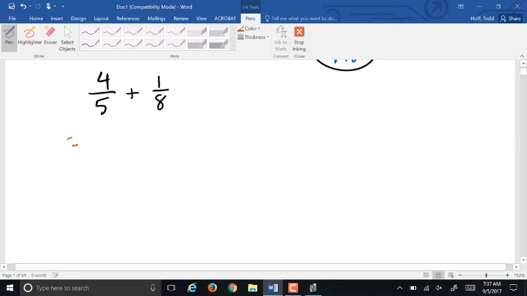What I'm going to enter in the calculator: to enter 4/5, I'm going to type in the 4, then do the ABC key, 5. So that entered the 4/5. Then I do plus, then 1 ABC 8. And I hit equals. What does that give me? 37/40.